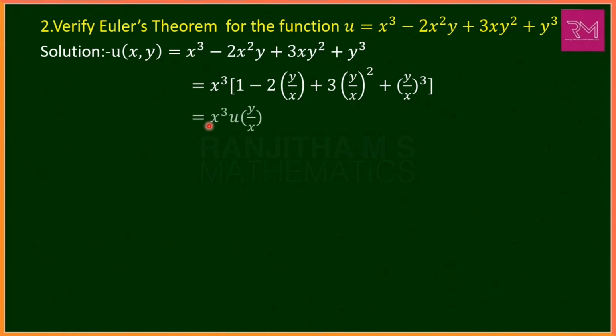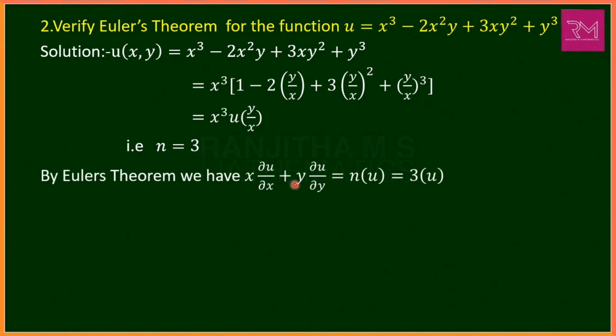So this is of the form x cube into u of y by x. So u of x comma y, which is equal to x cube into u of y by x. So this is a homogeneous equation of degree n, that is equal to 3. So we get the value of n as 3. So by Euler's theorem we have x and y term. Euler's theorem is x into del u by del x plus y into del u by del y, which is equal to n into u, where n is nothing but 3 into u.